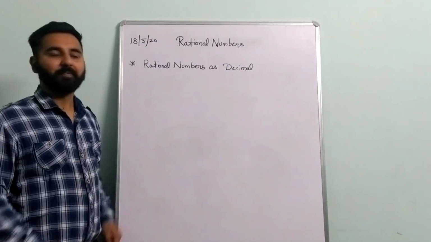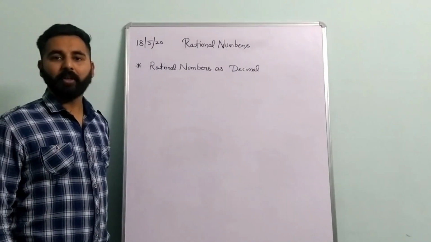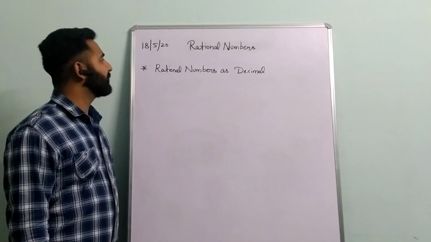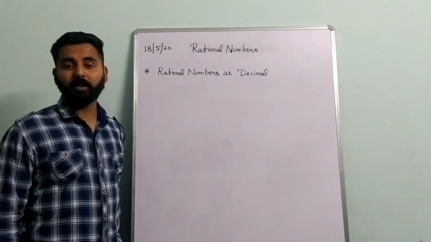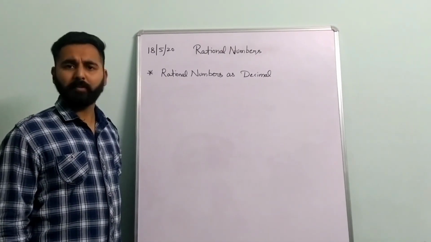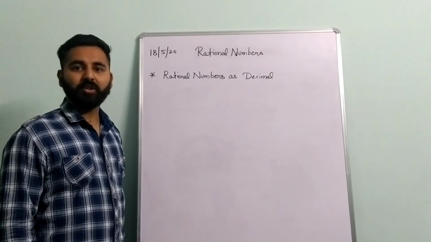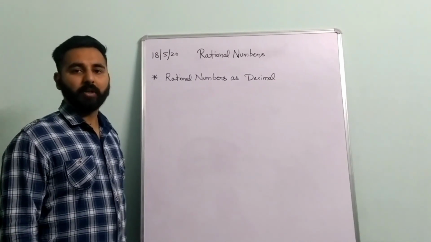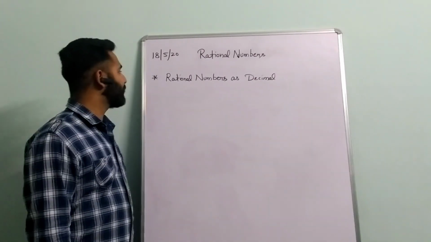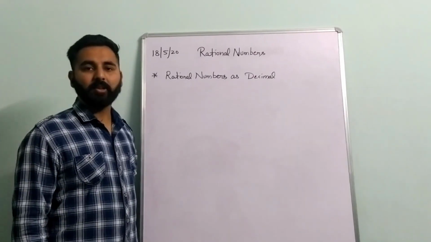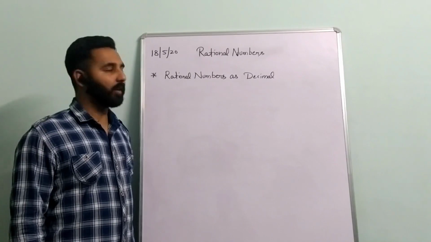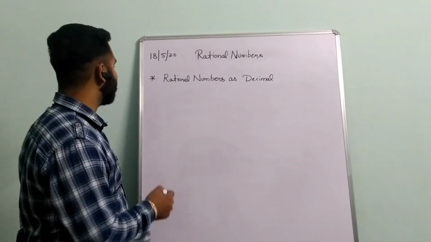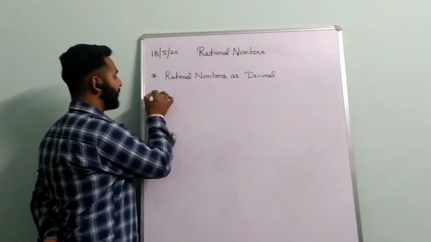Namaste students. As you all know, we are doing the chapter rational numbers. And in rational numbers, we have already discussed the basic things like addition, subtraction, multiplication and division. So in today's video, we will see the next topic, representation of rational numbers as decimal. We will understand this with the help of an example.